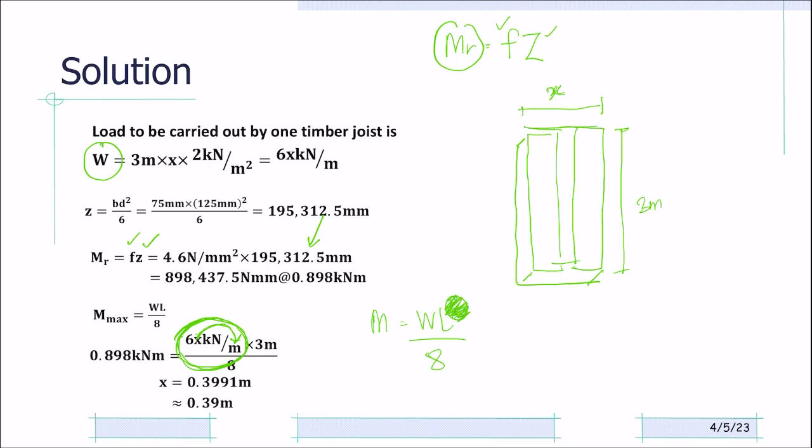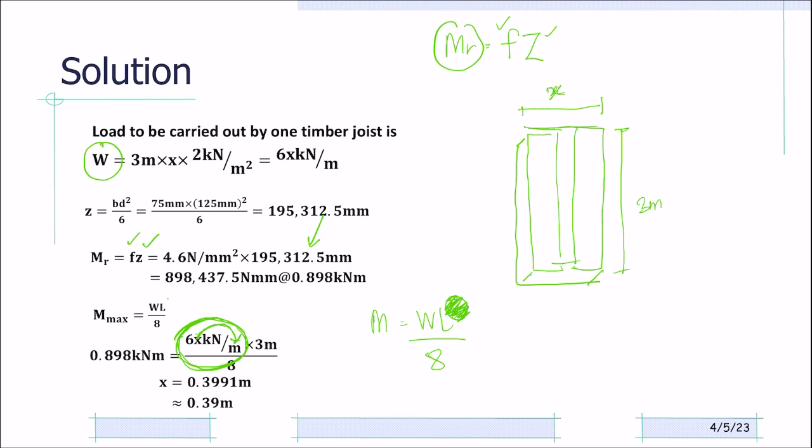When it's related to the floor, since kita tak ada darabkan pun dengan dia punya depth, therefore kita akan pakai WL over 8. Kalau dia relate dengan floor, sebab ini adalah load yang transfer from floor to joist. That's why kita pakai WL over 8, bukan WL square. This is different from the previous example. I think in example number 3 that one is a different thing.